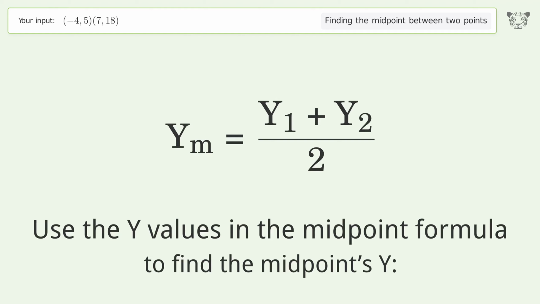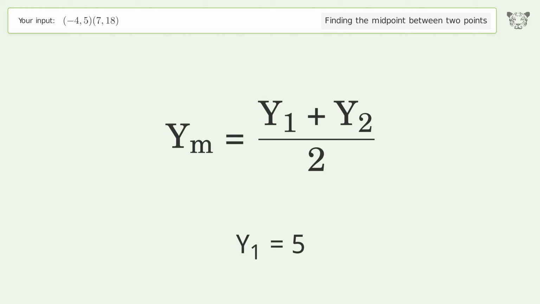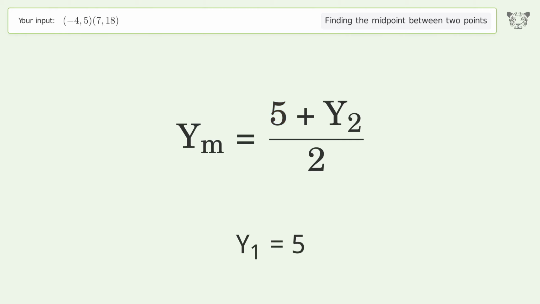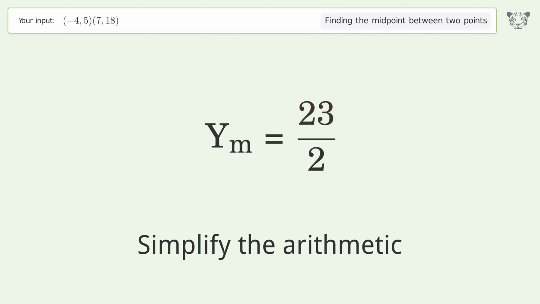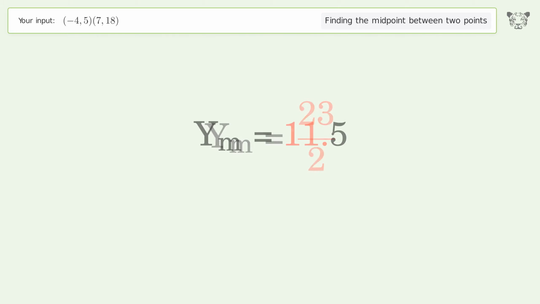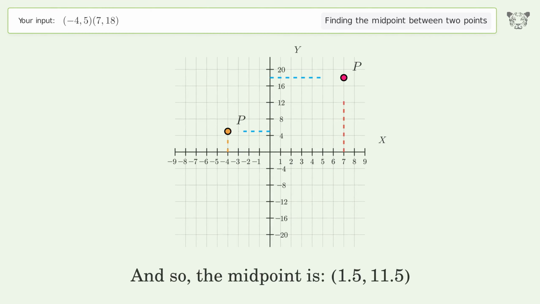Use the y values in the midpoint formula to find the midpoint's y. y1 equals 5. y2 equals 18. Simplify the arithmetic. And so, the midpoint is 1.5, 11.5.